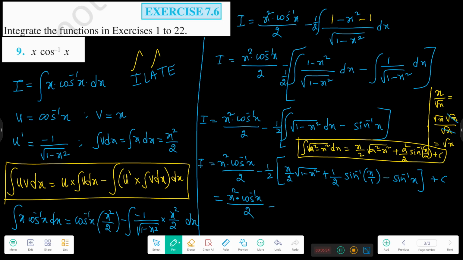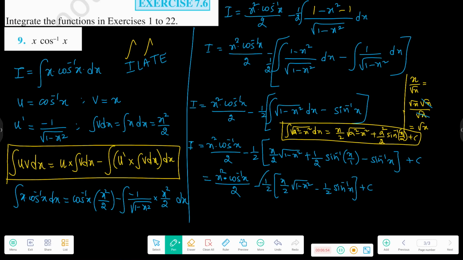Minus 1 by 2 we have here. So this is x divided by 2 square root of 1 minus x square. When you subtract both, what am I getting? The highest number is negative. So that minus 1 by 2 into sin inverse x I am getting, plus c. Okay. Overall, you can simplify this. Take the minus 1 by 2 and multiply inside, so that we'll see what we are getting.